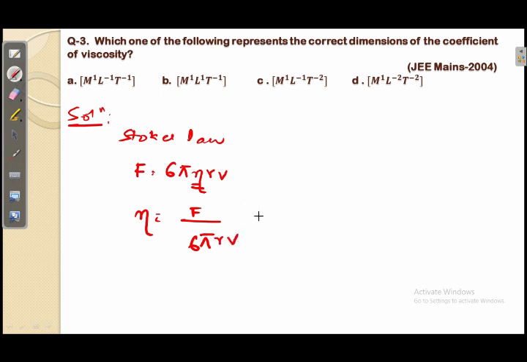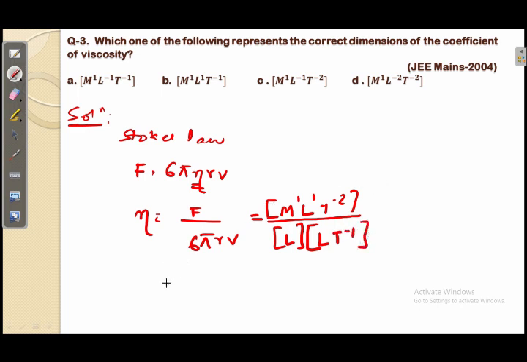So take the dimensions of each quantity in this equation. Force has the dimension M raised to 1, L raised to 1, T raised to minus 2, divided by 6 pi. These are dimensionless quantities. Only r and v, we have to take dimensions. r is simply radius, so that is nothing but the distance, having the dimension L, and velocity, that is L T raised to minus 1.